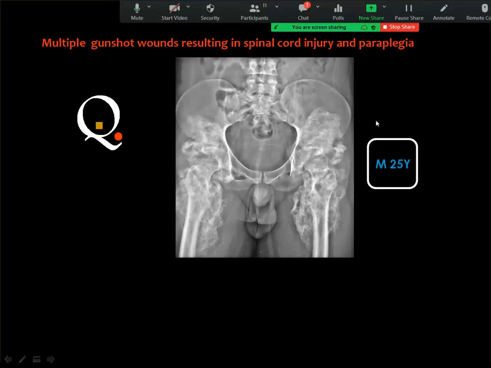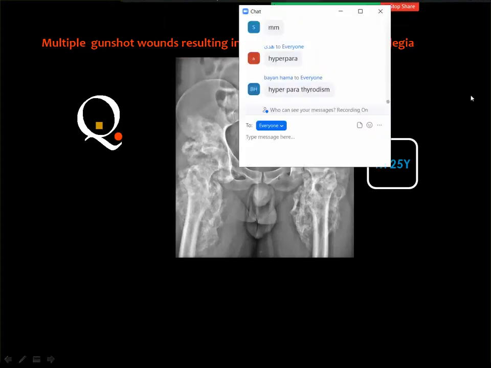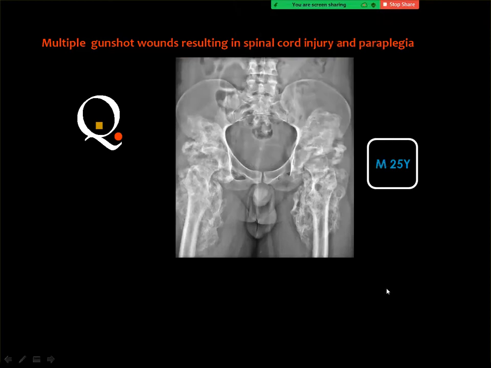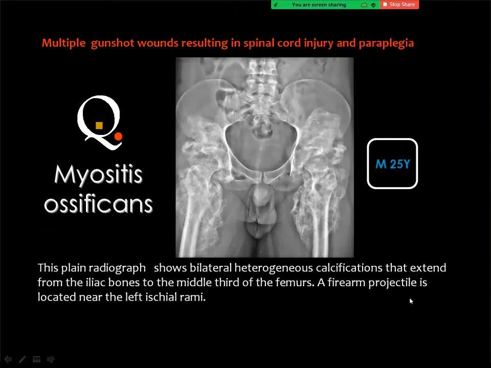Okay, this patient had a history of multiple gunshot wounds resulting in spinal cord injury and paraplegia. He is 25 years old. Yes, myositis ossificans is the right answer. This is an extensive bilateral myositis ossificans around the hip joints.